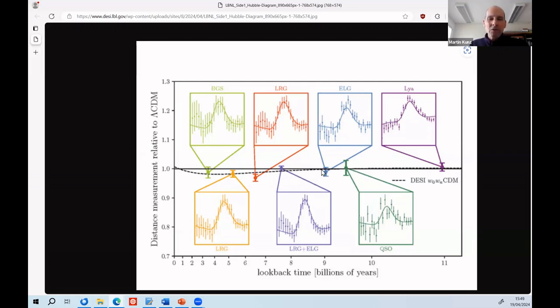So I think it has to be phantom in order to go down, and then it has to go up in order to come back. So somehow in this redshift range, you have to be below the lambda CDM curve for your distances. So whatever gives you that.